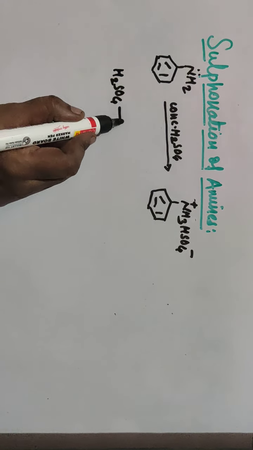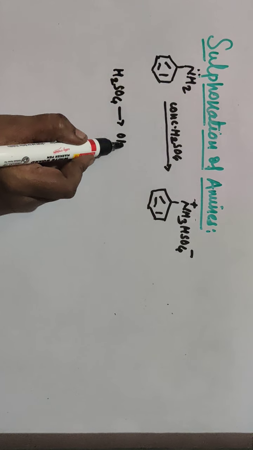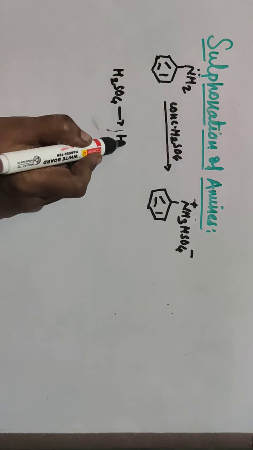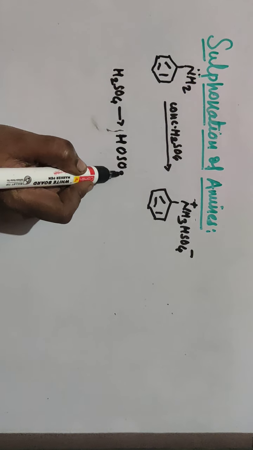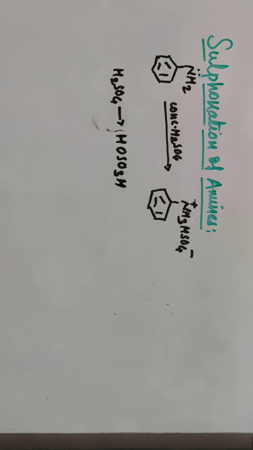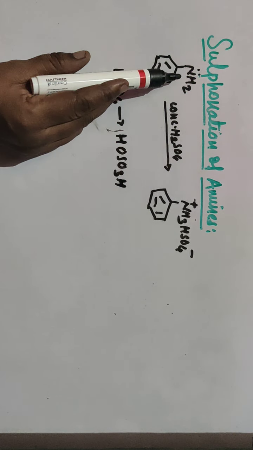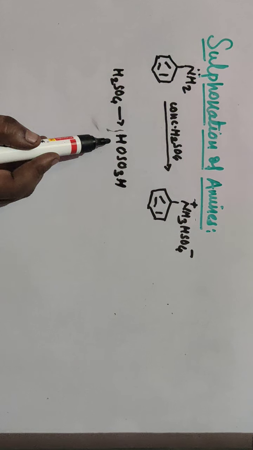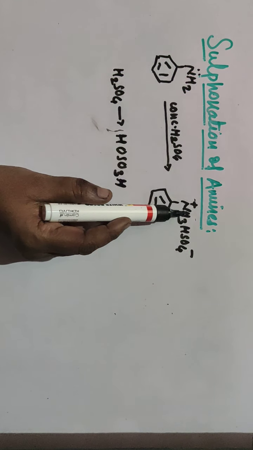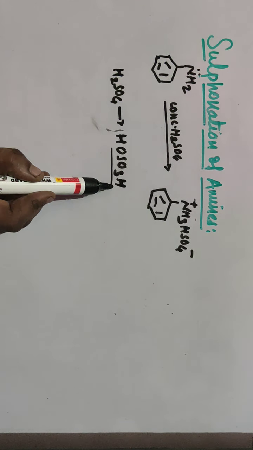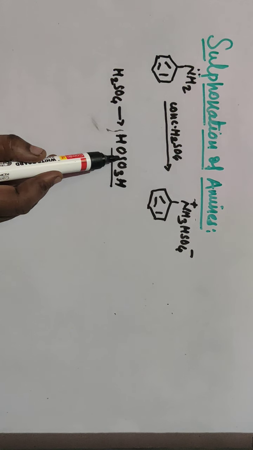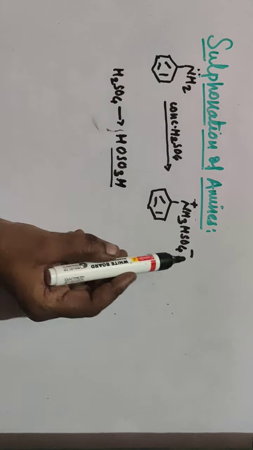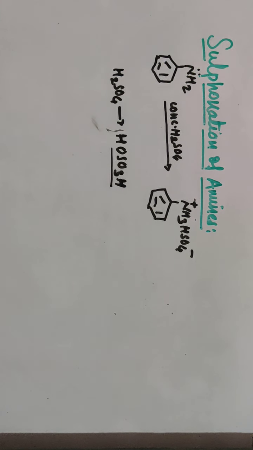It is what? OH, or I'll write it as HOSO3H. So H plus is accepted by NH2. It donates a pair of electrons to H plus ions and there is a formation of NH3 plus and the remaining part OSO3H, that is HSO3 and one oxygen. So HSO4 minus gives you the new compound.